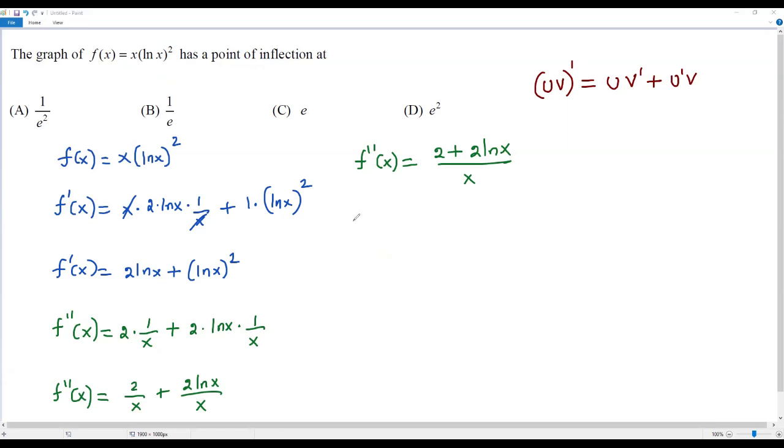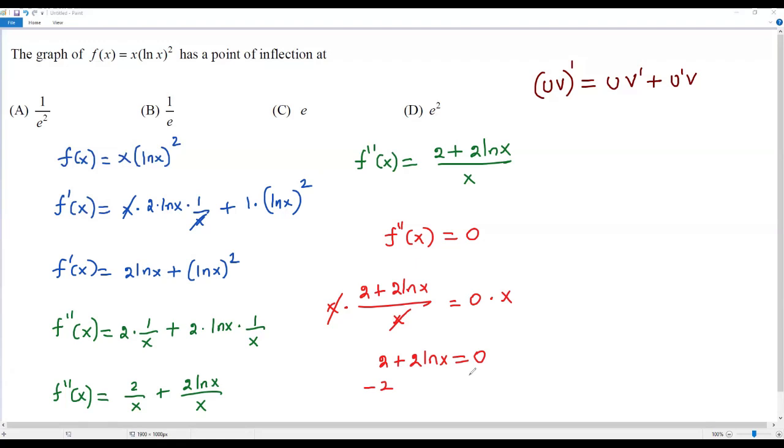Now what we can do is we can equate this second derivative to 0 and solve for x. Let me do it. So second derivative f double prime of x equals to 0. When this one is 0, then the stuff that is equivalent to f double prime of x also must be 0. Then I'm getting 2 positive 2 times ln x over x equals to 0. Okay, let me multiply both sides by x to get the denominator x over here. This x will cancel out. Then I'm getting 2 positive 2 times ln x equals to 0 times x is 0.